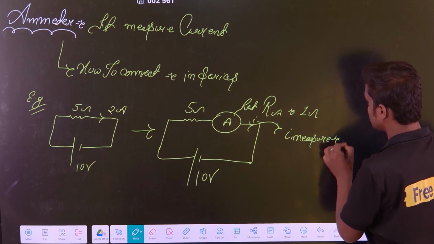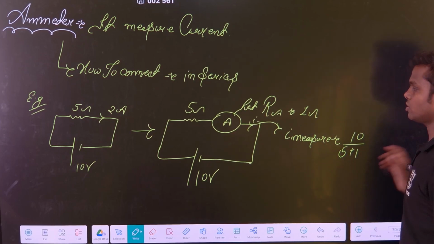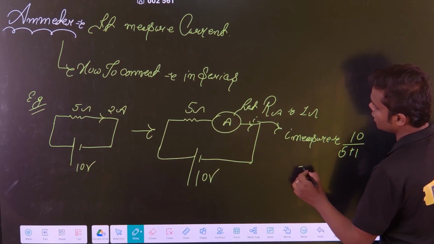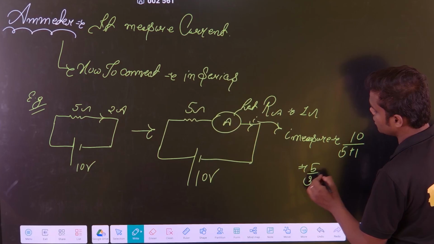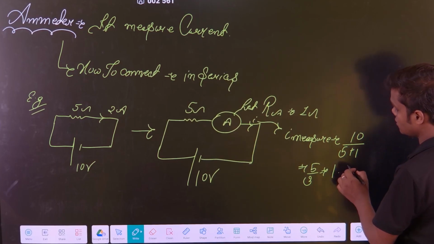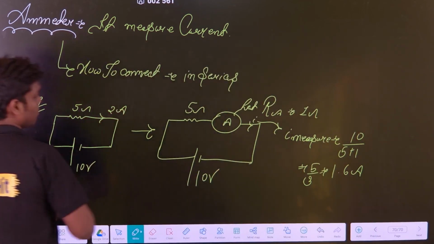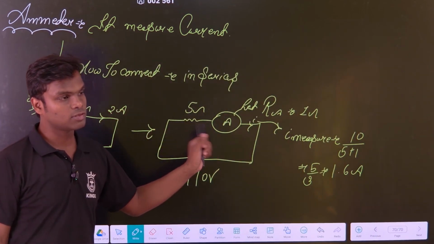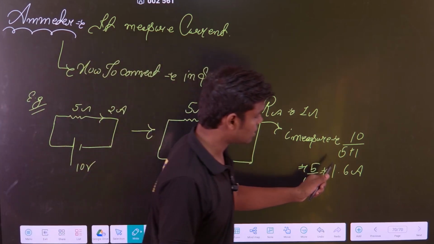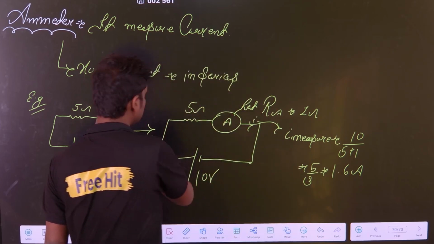So the current measured is how much? 10 divided by 5 plus 1, because the resistance of the ammeter is 1 ohm and they are in series. So what is the value you will get? That is 5 by 3, that is nothing but 1.6 ampere. Now you can see my original current is 2 ampere. This ammeter should measure the current of 2 ampere, but it is measuring only 1.6 ampere. So it is measuring the current less than the original value.